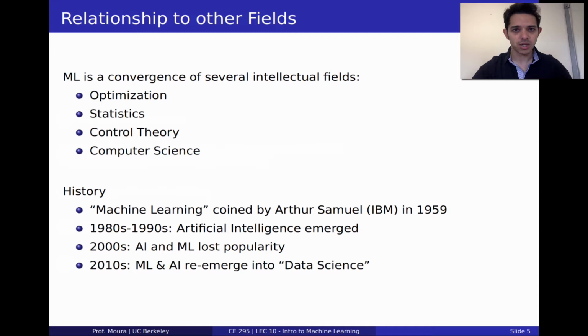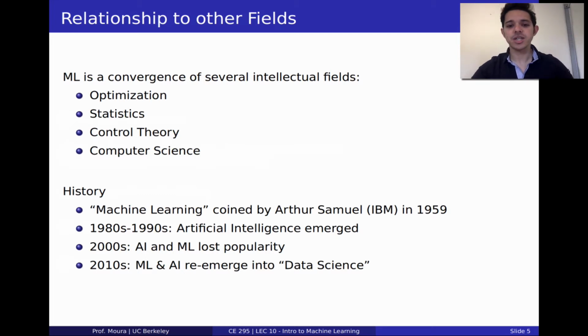Statistics will play a role as we start to talk about uncertainty. Control theory plays a central role in specifically reinforcement learning, which is one of the sub-areas of machine learning. We won't talk about that in this class. And of course, computer science, in particular when it comes to storing data, manipulating data, accessing it efficiently, so on and so forth.